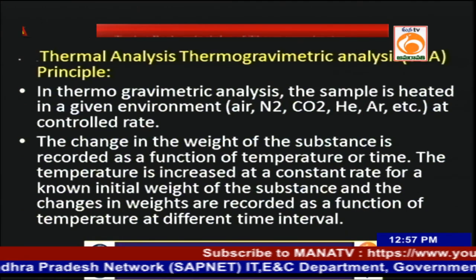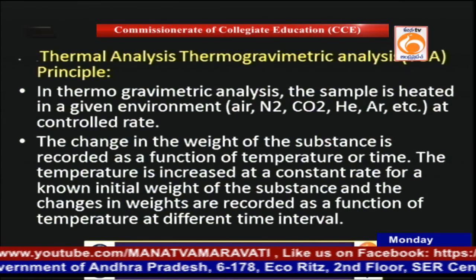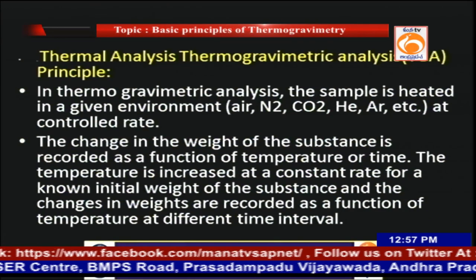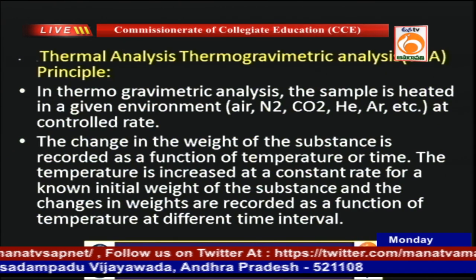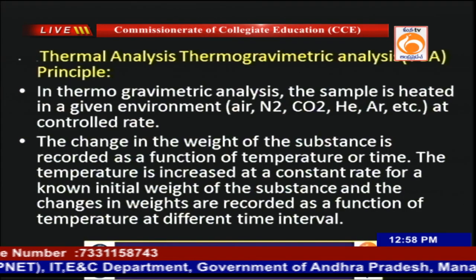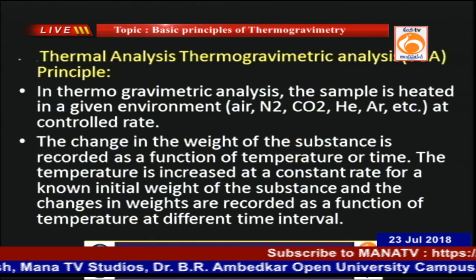Here, the change in the weight of the substance is recorded as a function of temperature or time. The temperature is increased at a constant rate for a known initial weight. So, for example, you are heating it continuously, the temperature is maintained, or the same temperature is going to heat up and there are no changes, and suddenly the peak will come down or go up. So these are the peaks you are going to see now. Just by understanding the graph you can straight away understand it is only a technique between temperature and mass and what is happening. But while really doing the experiment, you will be knowing a lot of things to understand in the equipment.